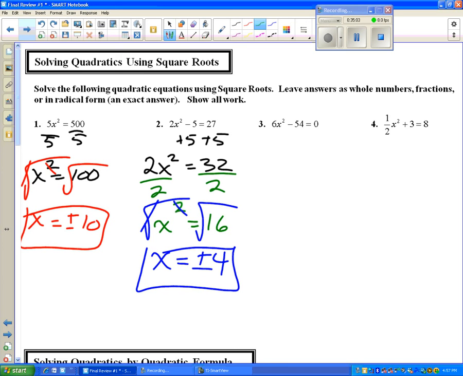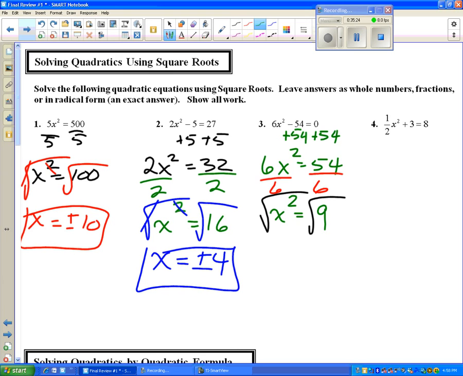Keep up the same thing. I'm going to add 54 to both sides to try to get that 6x squared by itself. Now to get rid of the 6, you're going to divide by 6. X squared is equal to 54 divided by 6, which is 9. Again, square root both sides. The square and the square root cancel, leaving x is equal to 3. The other square root of 9 is negative 3. Two answers.